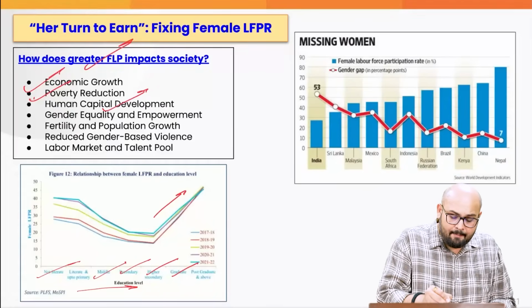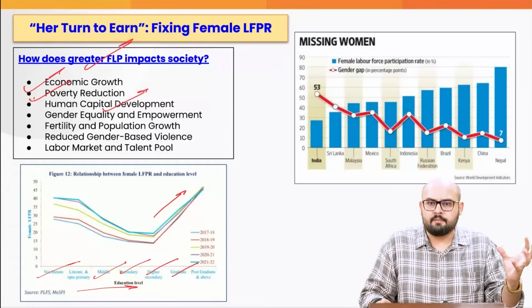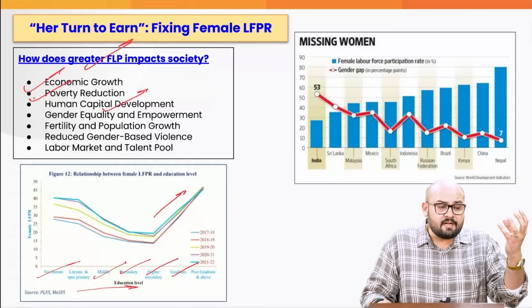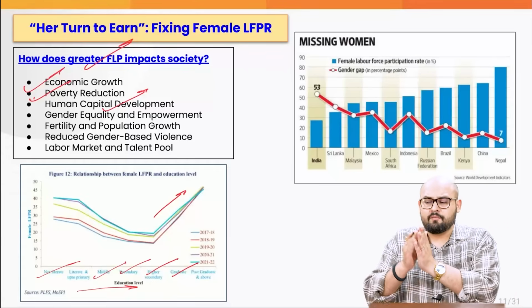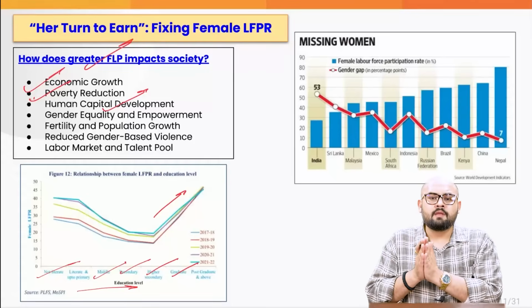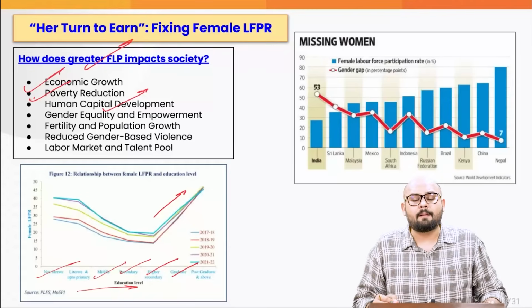Next, we have human capital development. Different research and studies have shown that when women earn, whatever they are earning, they tend to spend more on the development of the health aspect and the education aspect of their children. So ultimately, it improves the standard of living and it contributes to the overall human capital development.